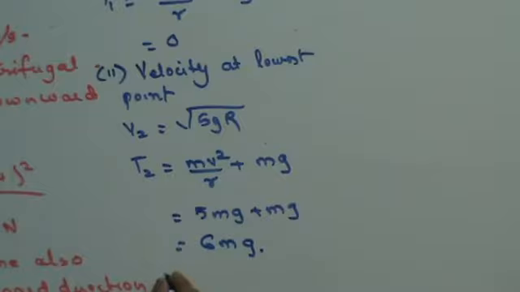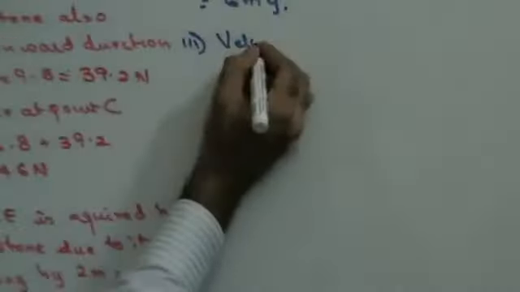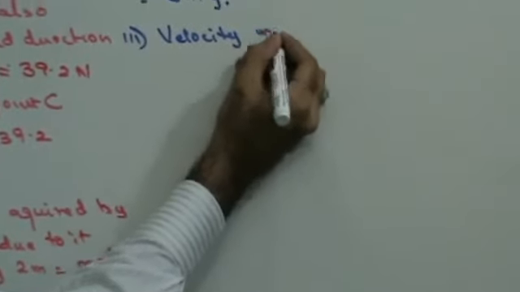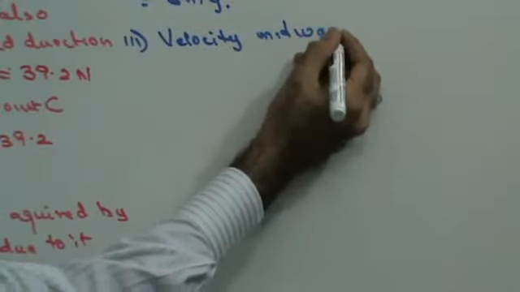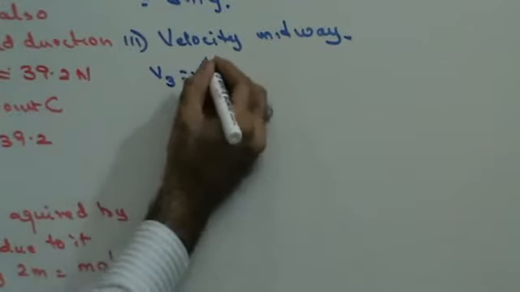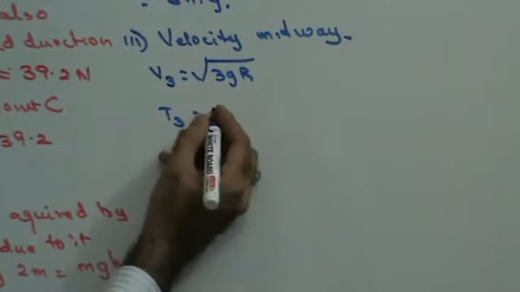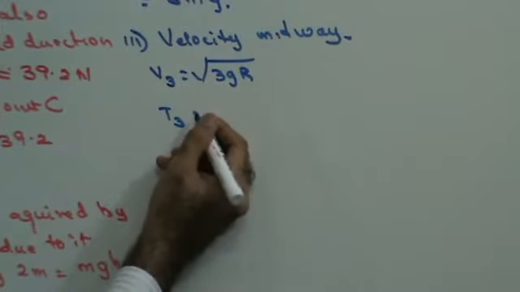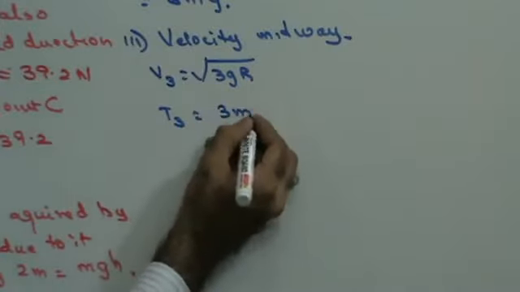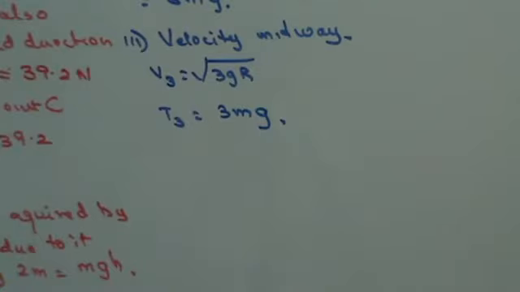Final part of the question, midway. Right? Midway the velocity is square root of 3gr and the tension is 3 mg. So substitute the values and you will get your answer. Right? We get this. Next, I think that was the last sum for the chapter.